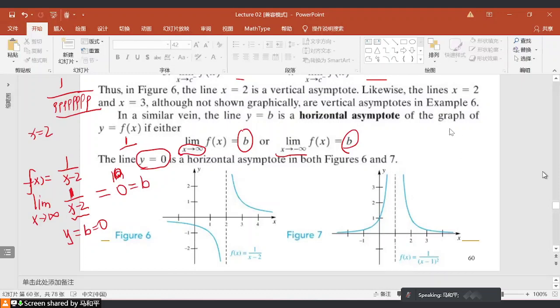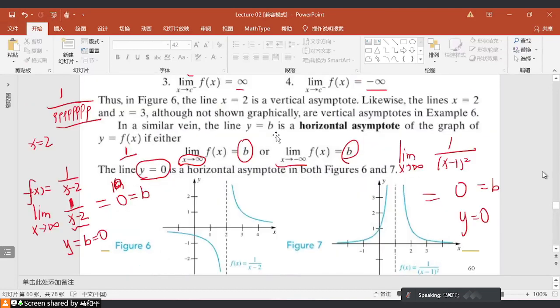And we also find this in figure 7. In figure 7, as x approaches infinity, we can also approach 0. This is also b, so y = b is a horizontal asymptote.